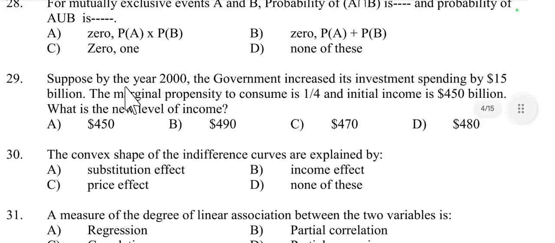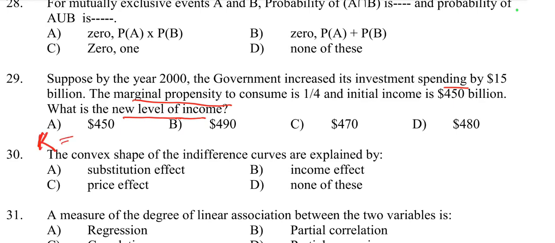Then question number 29. Suppose by the year 2000 the government increased its investment spending by $15 billion and the marginal propensity to consume is 1/4 and initial income is $450 billion. What is the new level of income? We have to find out what is the new level of income here. According to the data, given is MPC and investment spending. So we find out the result by utilizing the formula of multiplier.